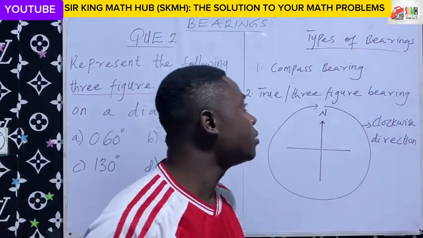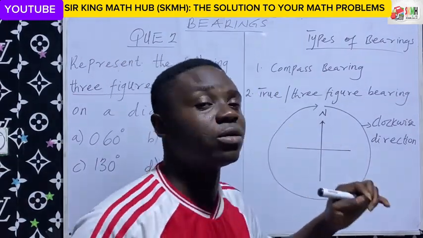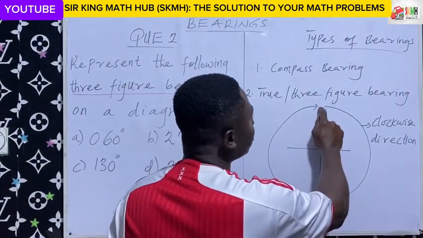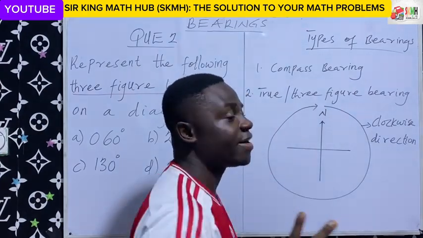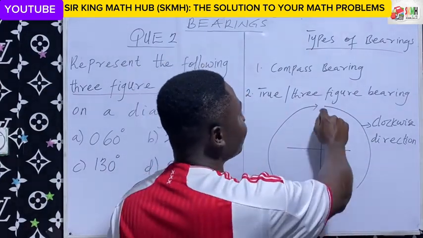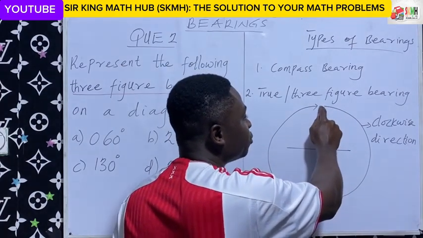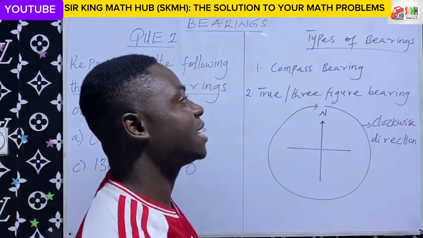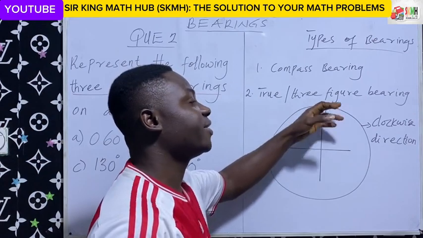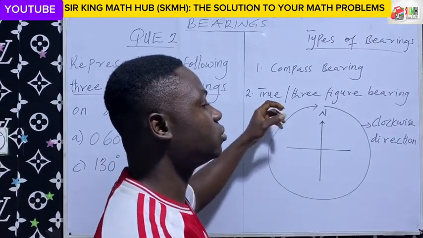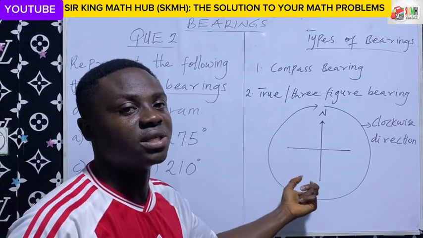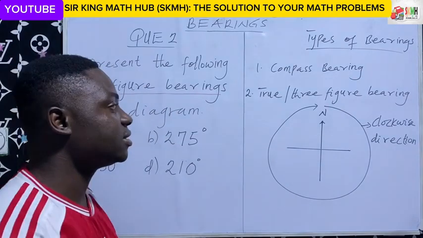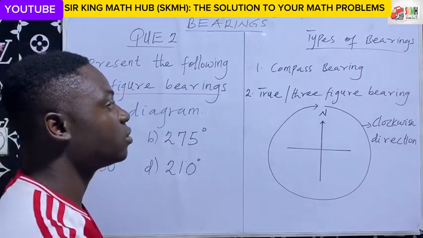So take note. For the 3 figure bearing, also known as a true bearing, angles are measured from the geographical north in the clockwise direction. That is starting from the geographical north in the clockwise direction. So that is how angles are measured using the 3 figure bearing or the true bearing. So with this information, let's quickly represent this 3 figure bearing on a diagram.